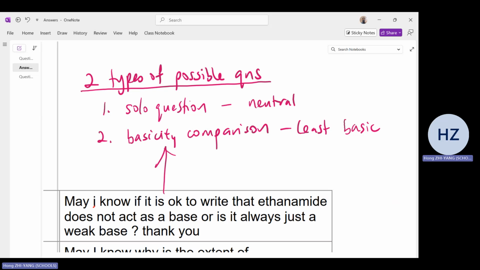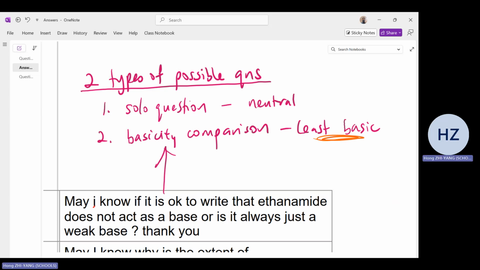Then there is another type of question that can come out as a solo question. Solo means, what is ethanamide all about? If you are just talking about the amide by itself, then it has to be seen as a neutral compound. Is that clear enough? If you are being forced to compare it with other things like in this question, then you will have to follow the question direction. So it depends. That's the answer.